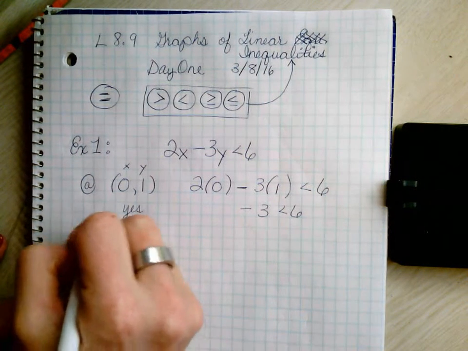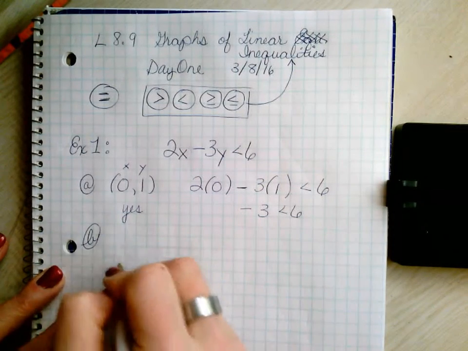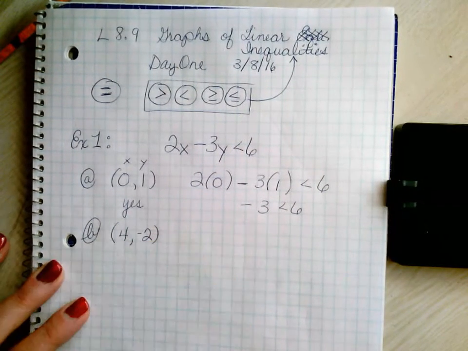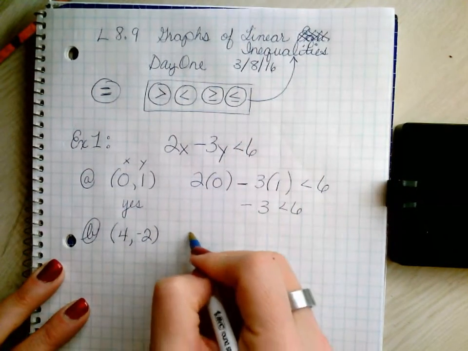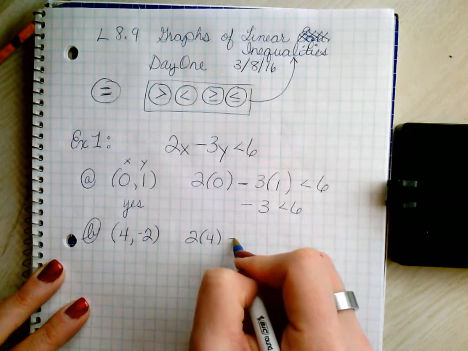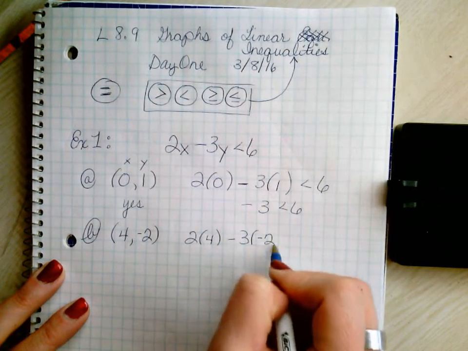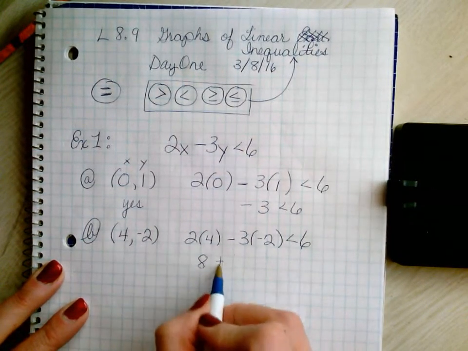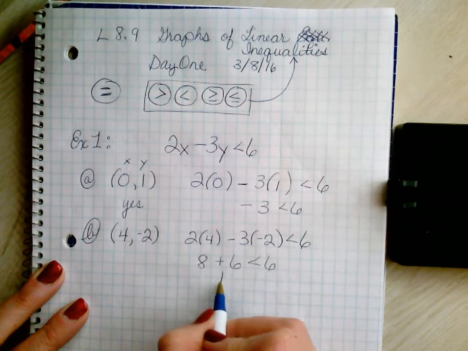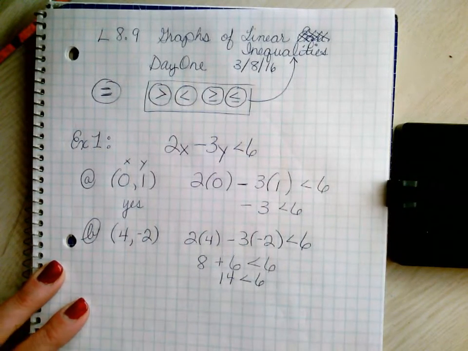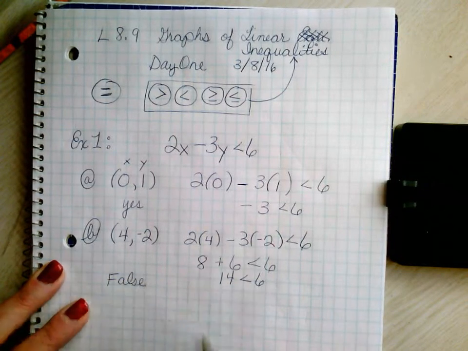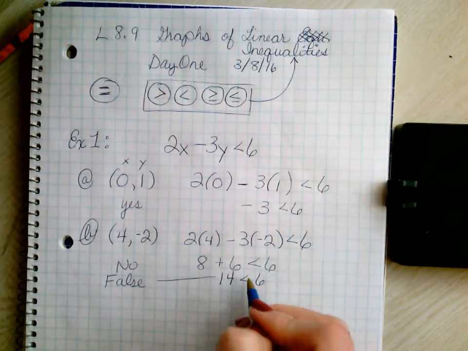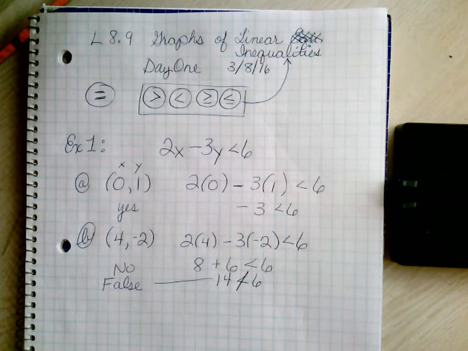Now B, we're going to use the same equation again, only they've given us 4 and negative 2 as our coordinates. 2 times 4 minus 3 times negative 2, is that less than 6? 8. So a negative times a negative is a positive. 14. False. No good. So the answer is going to be no, because 14 is not less than 6.